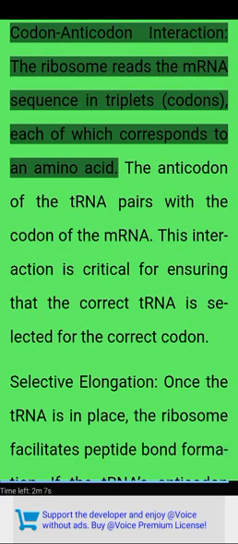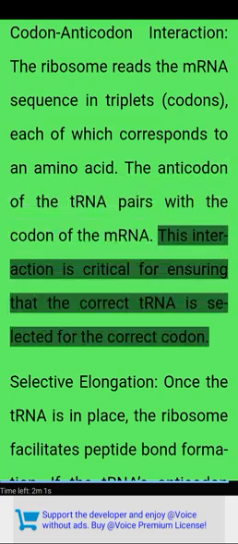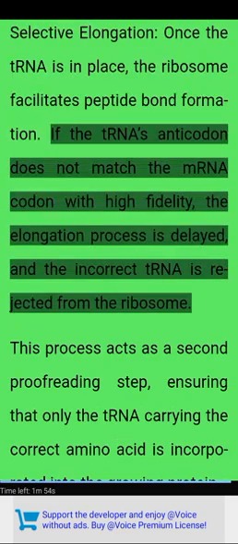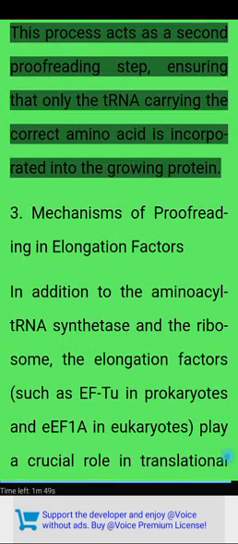Codon-anticodon interaction. The ribosome reads the mRNA sequence in triplets called codons, each of which corresponds to an amino acid. The anticodon of the tRNA pairs with the codon of the mRNA. This interaction is critical for ensuring that the correct tRNA is selected for the correct codon. Selective elongation. Once the tRNA is in place, the ribosome facilitates peptide bond formation. If the tRNA anticodon does not match the mRNA codon with high fidelity, the elongation process is delayed, and the incorrect tRNA is rejected from the ribosome. This process acts as a second proofreading step, ensuring that only the tRNA carrying the correct amino acid is incorporated into the growing protein.